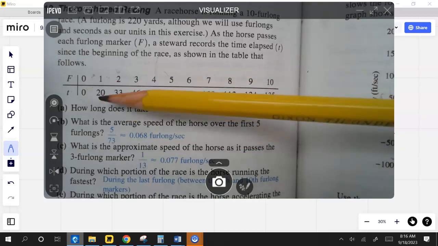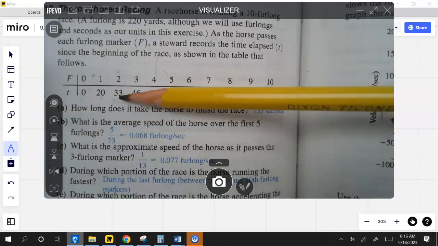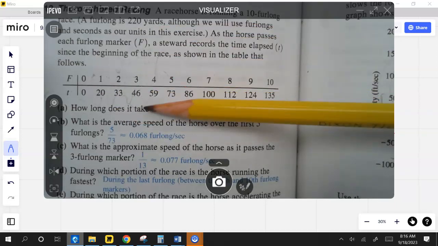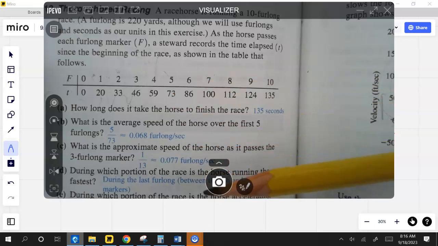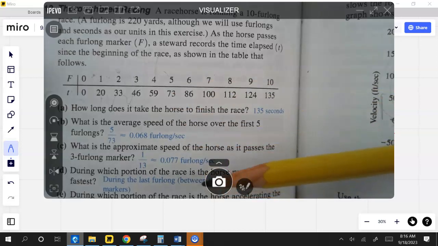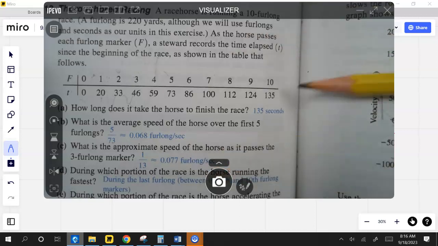Well, this is 20 seconds. This is 13 seconds. This is 13 seconds. You see what I'm saying? So which one has the least amount of time between them to make one furlong? That would be the 9th and 10th, right? That would be here to here. These are really just making sure you understand how to read a table more than anything else.